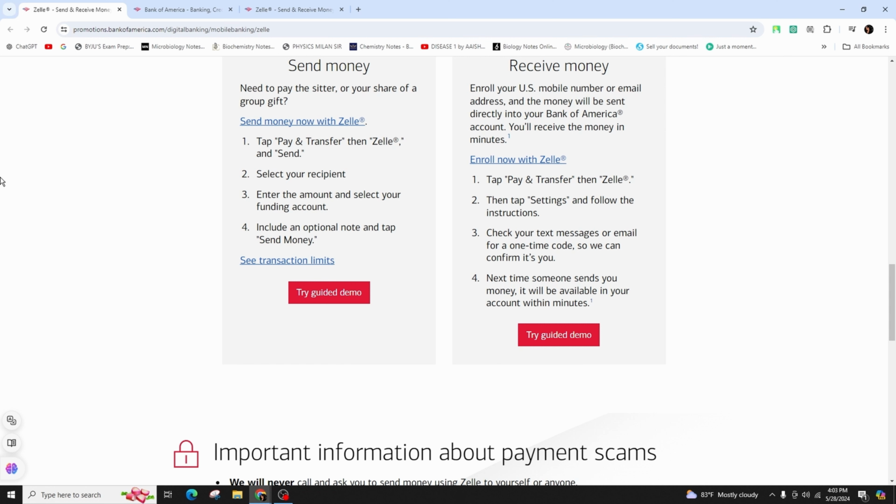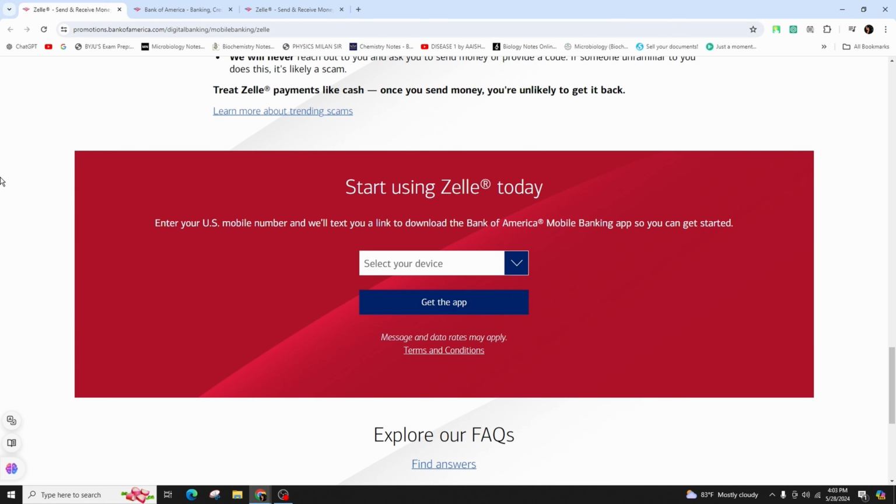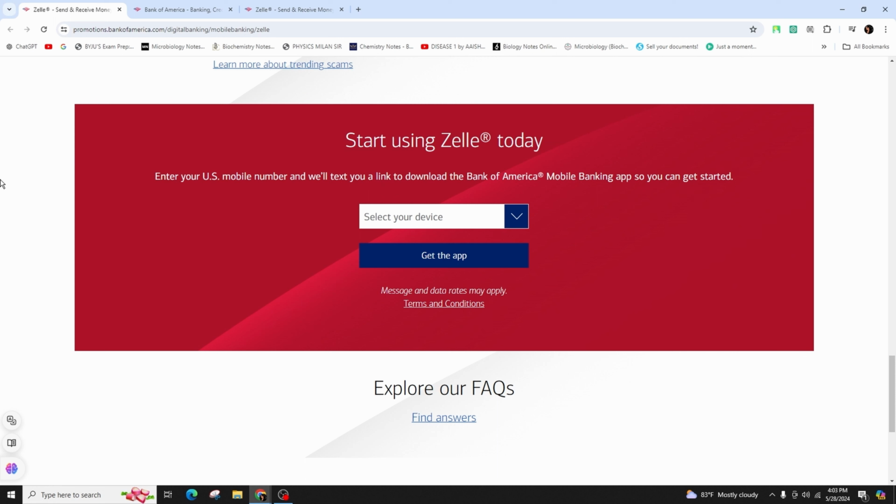To receive the funds, meticulously adhere to the instructions outlined in the notification to facilitate the deposit directly into your Bank of America account. So this was all about it. This is how you can use Zelle with the Bank of America, along with other banks as well.